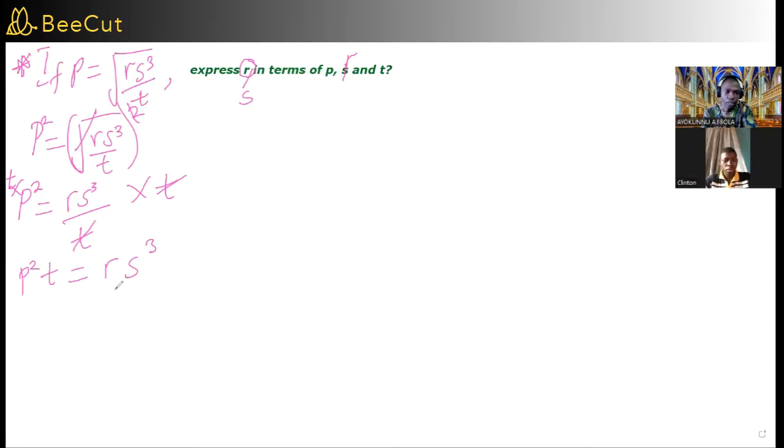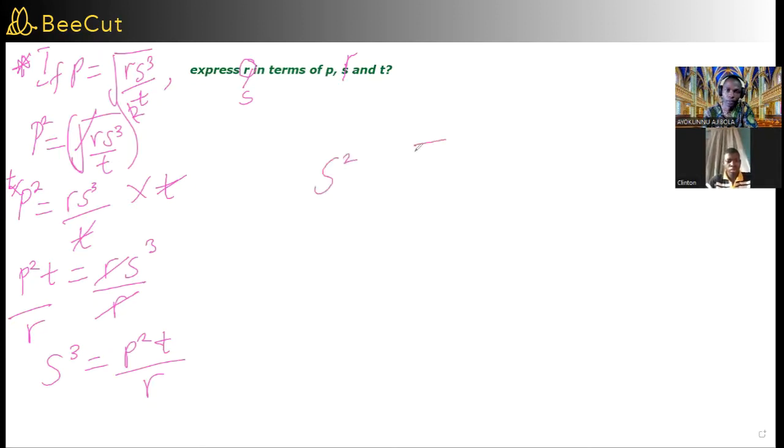But here I say let me make s the subject. So I'm going to divide both sides by r, so that r can cancel r again. And I have s cubed equal to p squared t all over r. Now in this case, s cubed is what I have here. If it had been s squared, I would say use square root to remove it. But it's not s squared, rather it is s cubed. So you are going to use cube root to remove it.